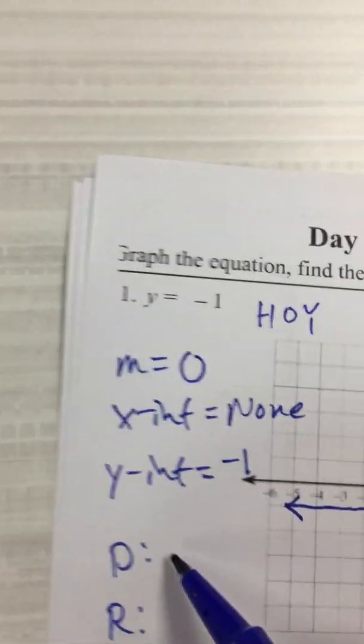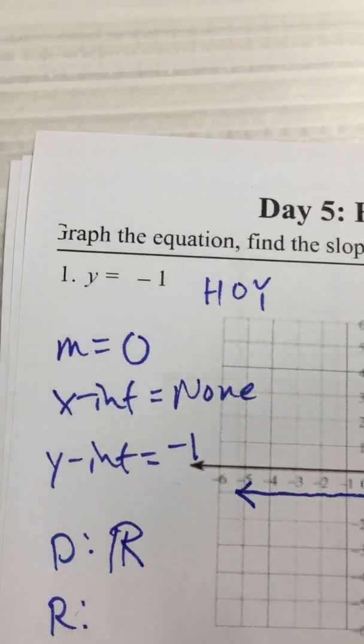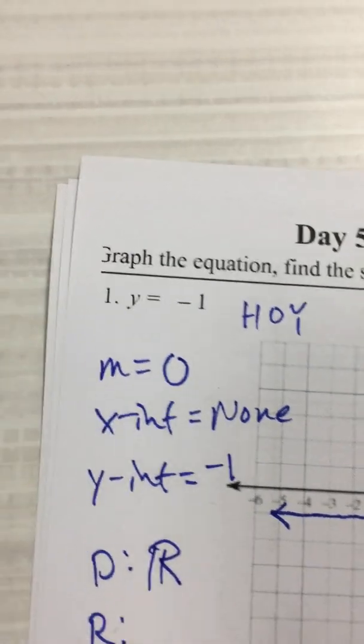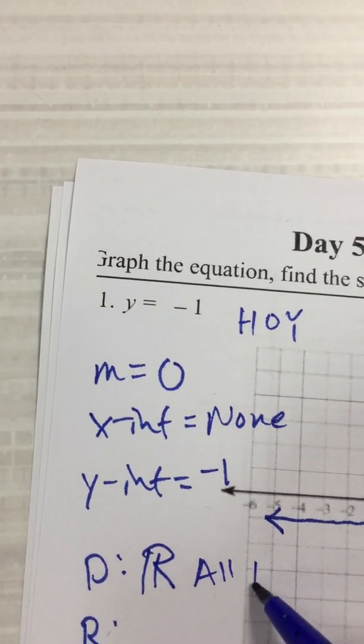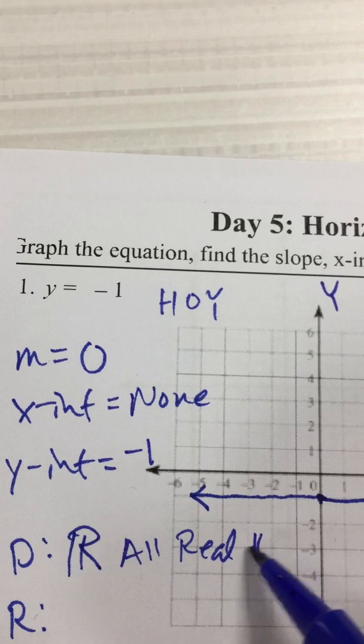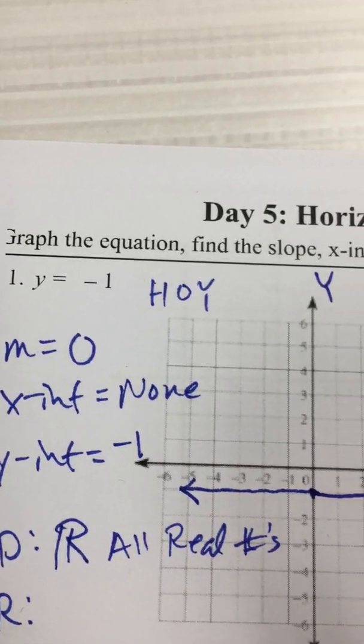So we can do the double R that we learned. That means all real numbers. It's literally the words all real numbers. I'm going to write that on this one just because. All real numbers. Okay, so that's my domain, is all real numbers.